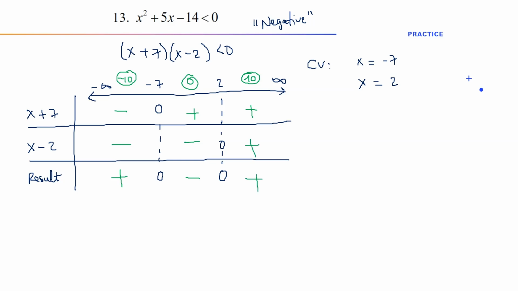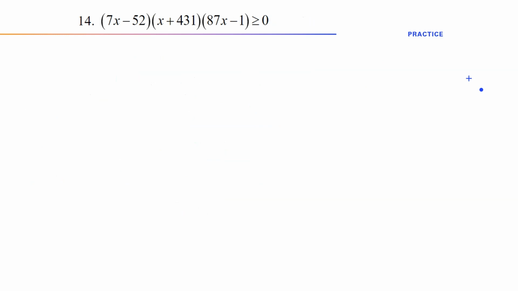And we want only the negative without the end, right? Without equals 0. So the 0 is not included. So that should be negative 7, comma 2. Now number 14.